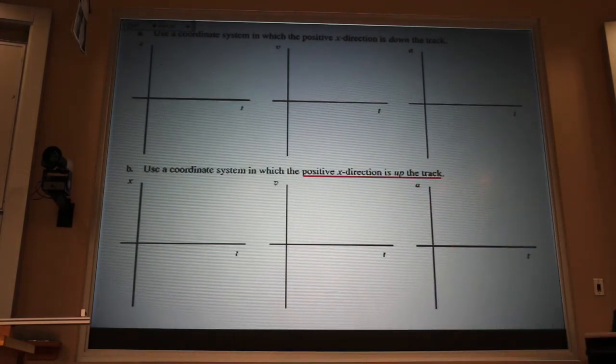Now you're going to do the other coordinate system, with positive x up the ramp. Have a good weekend, folks.